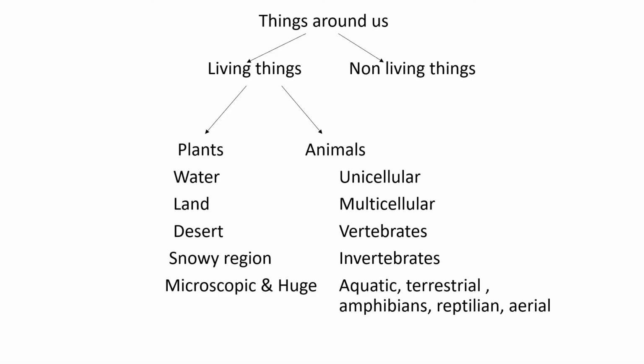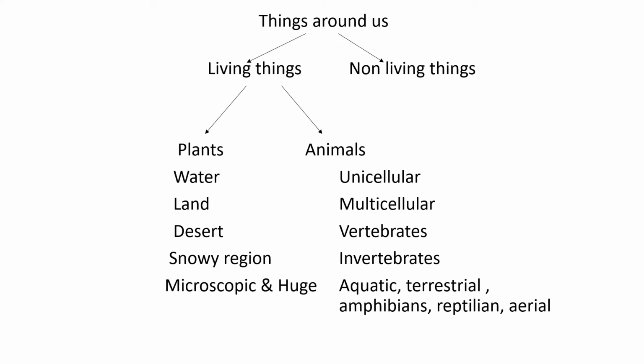We can see so many things around us. In that, some are living things, some are non-living things. So what is the major difference between living things and non-living things? Living things can grow and food is very essential for living things. It can respire, it can reproduce, and it can respond. So these are the characteristics of living things. And living things means plants as well as animals. We can see a wide variety of plants and animals in the world.